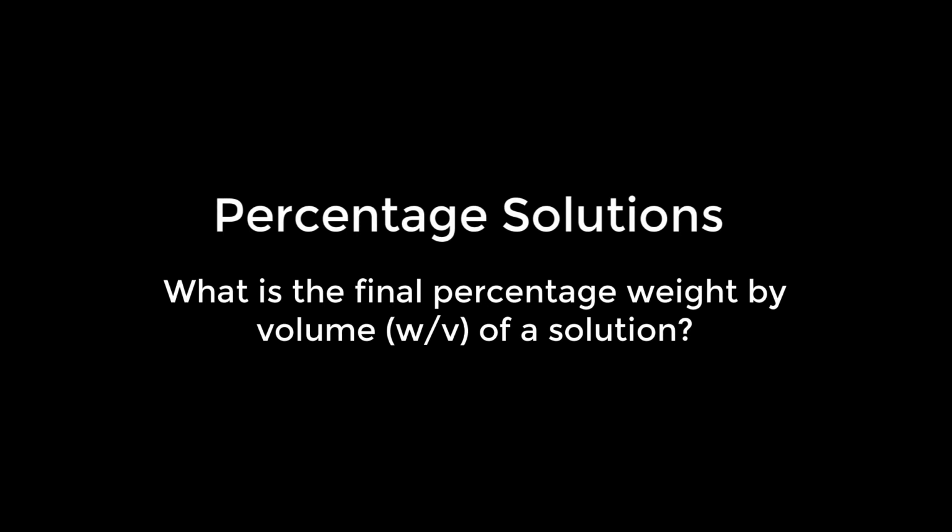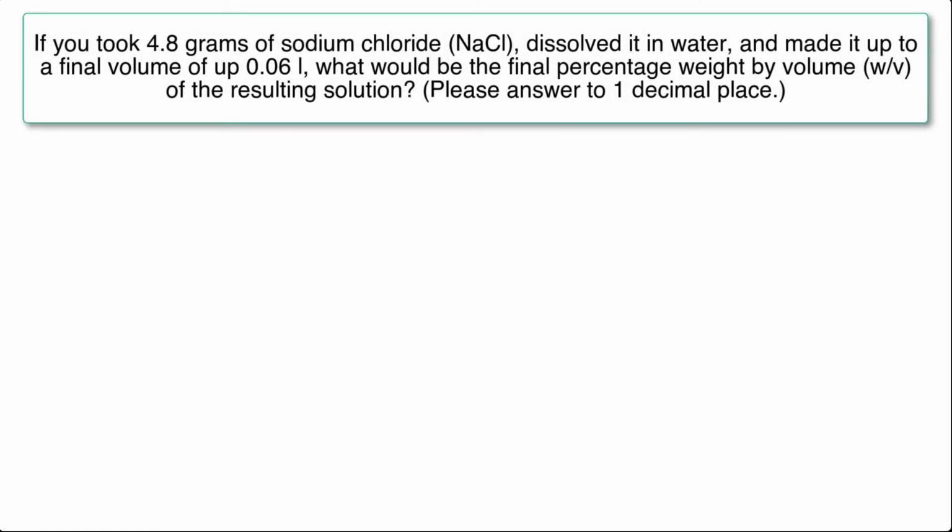In this video we're going to calculate the final percentage weight by volume of a solution when we're given the number of grams of the compound we're using and the volume in litres. Let's say we have 4.8 grams of sodium chloride that we dissolve in water and then make up to a final volume of 0.06 litres. What is the percentage weight by volume of that solution?